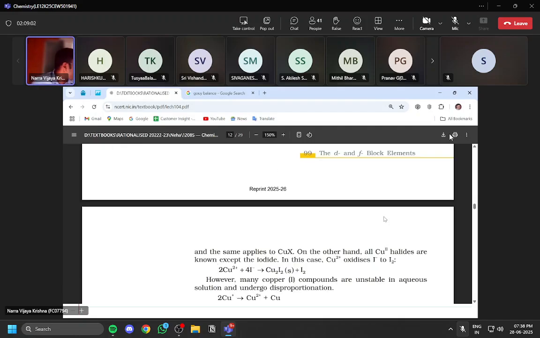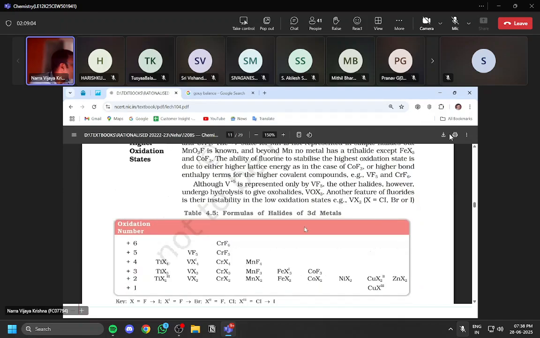Same thing they are explaining. What they are saying here: although vanadium +5 is represented only by VF5, because fluorine is a good oxidizing agent, that's why vanadium exists in higher oxidation state. The other halides, however, undergo hydrolysis to give oxohalides, particularly vanadium. Another feature of fluorides is their instability; already we discussed this point, right? Example, VX2, X is chlorine, bromine, iodine, but not fluorine. Correct?